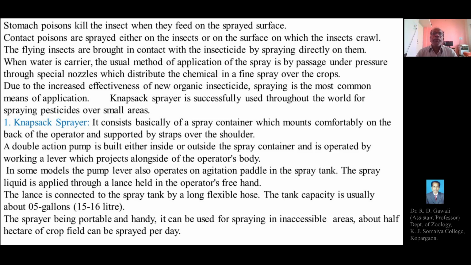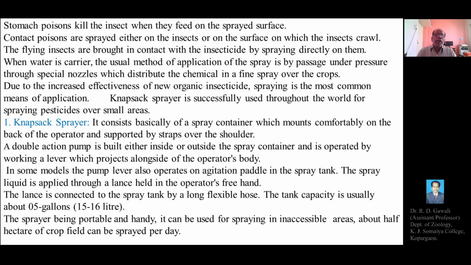Due to increased effectiveness of new organic insecticides, spraying is the most common method of application. Due to increased effectiveness of new organic insecticides or pesticides, spraying is the most common method of application of insecticides or pesticides. Knapsack sprayer is successfully used throughout the world for spraying of pesticides over small areas.